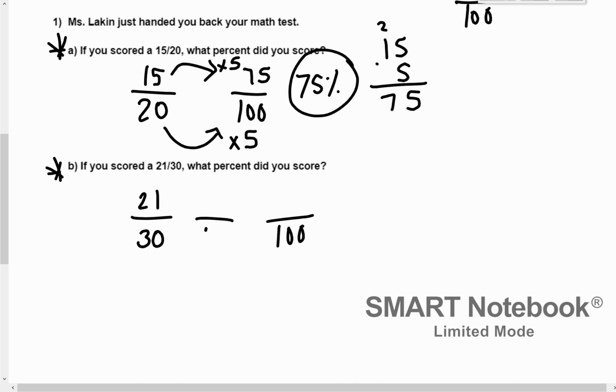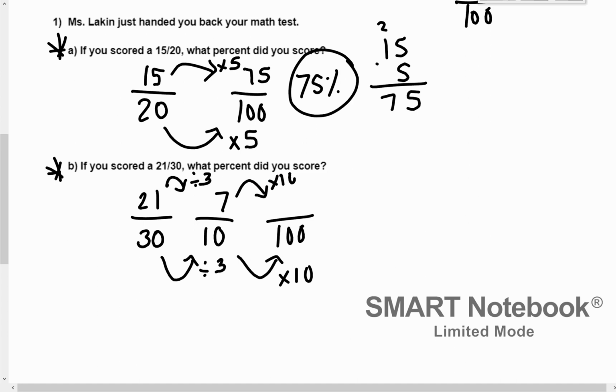What if we count by 10s? To get this down to 10, we divide it by 3, and we can divide 21 by 3 to keep it a whole number, which is 7. Okay, then we get it up to 100. 10 times 10 is 100. 7 times 10 is 70. So we're just making equivalent fractions so we can finally get a fraction out of 100. So we can find our answer as a percent. Remember, do not forget your percent sign. Circle your answer. And that's it.